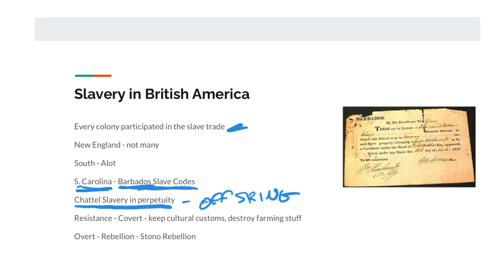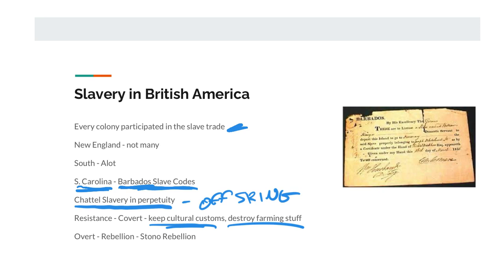So a lot of these times, there was resistance, right? Covert resistance was basically not really fighting back, but doing stuff to make it hard for the colonies. So destroying farming equipment, not doing a good job. Basically any way to resist and not be beaten. Keeping their cultural traditions. A lot of times slaves do adopt Christianity, but maybe they don't adopt a Christianity right away, or they weave in their own beliefs.